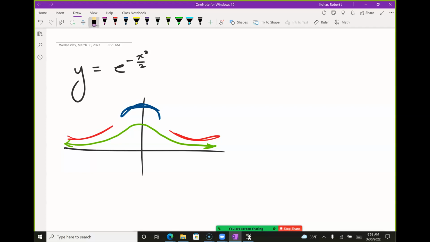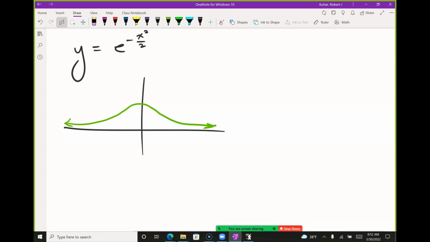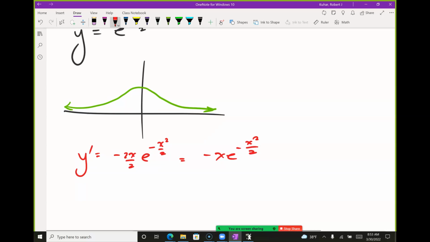So I'm pretty much set for my second derivative test here. Everyone with me on that? Following that? Trying to think of who's missing. Okay, so first derivative, just simple chain rule, right? So y prime is negative 2x over 2 times e to the minus x squared over 2. So negative x e to the minus x squared over 2. We okay there? It should be that quick.